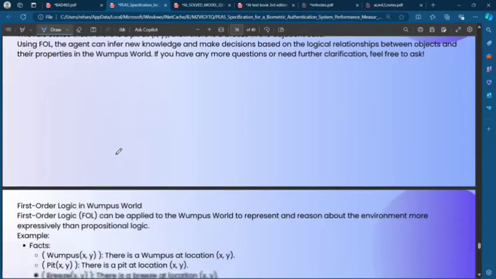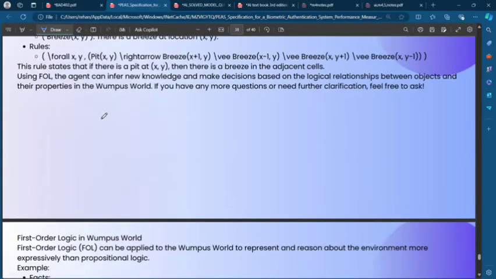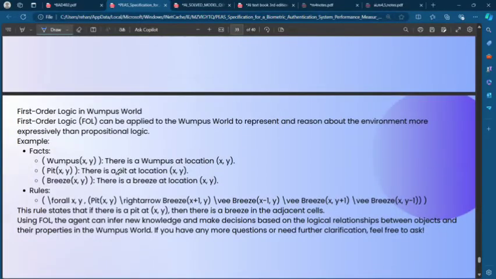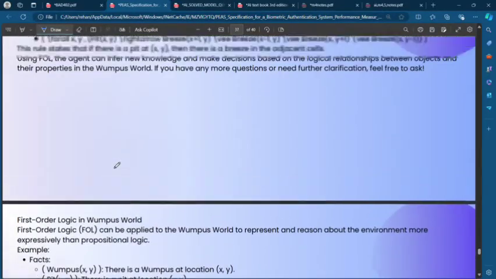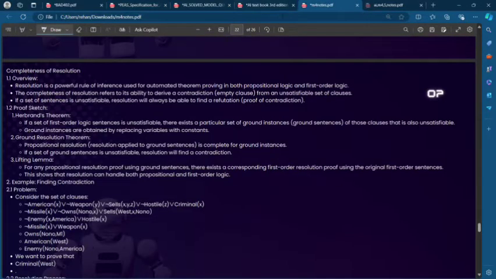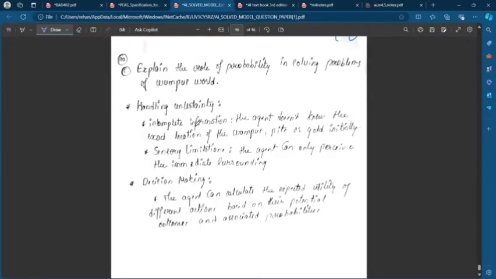Then you have explained the role of probability in solving problems of the compass world. I think I have written here, right? You just see here, first order logic in the compass world. Same thing, last 3 pages. Nothing much is there.